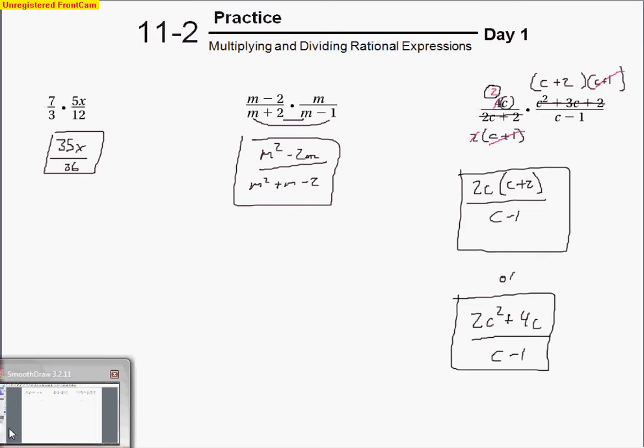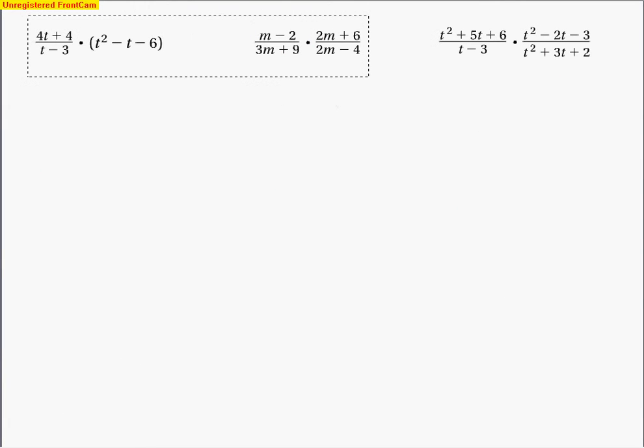Looking at this next problem, I've got a little bit more factoring to do, and what is also different about this is you don't see this as a fraction. So remember, always treat this as a number over 1. What I'm going to do is factor out the common factor on top, and that's a 4, so it becomes 4 times t plus 1. Down here, this will factor to a t minus 3 and a t plus 2.